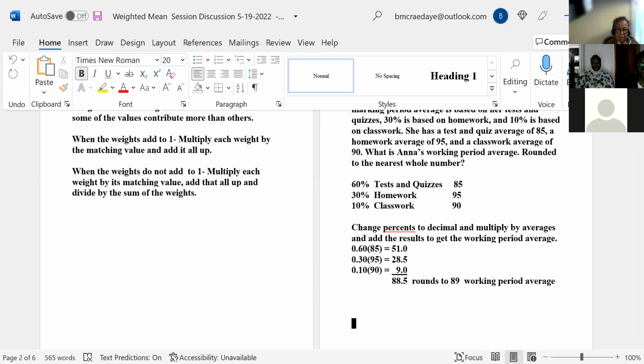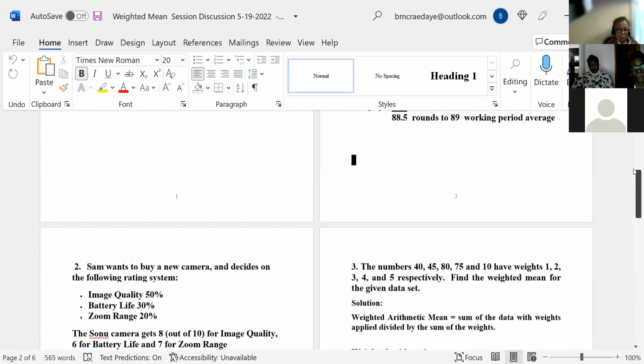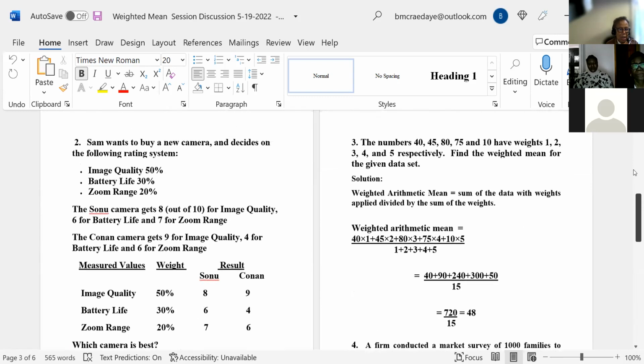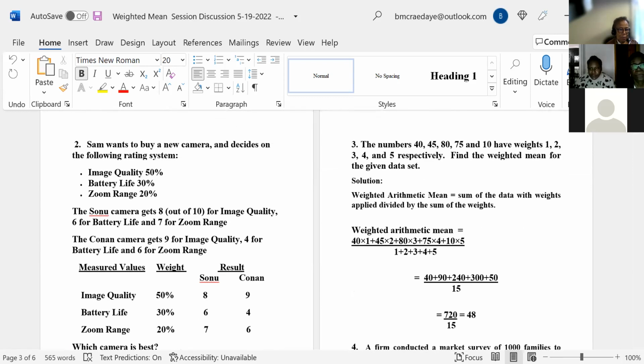All right, let's try another example. Actually, a really practical one. Sam wants to buy a new camera. Now here are the weights: 50% on image quality, 30% on battery life, and 20% on zoom range. Those are the weights.